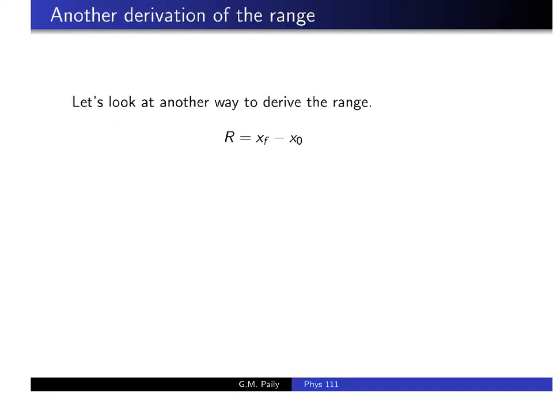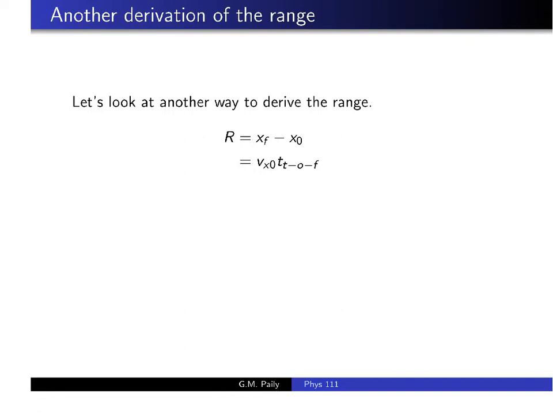Finally, let's look at another way to derive the range, and this is a much more general way. We think of the range as x final minus x naught. However, we know that in the x direction there is no acceleration, and the velocity in the x direction is constant. In that case, the change in x is simply Vx naught times the time of flight. As long as the projectile is moving, as long as it's in the air, it has a constant x velocity, and that determines how far it moves in the x direction.